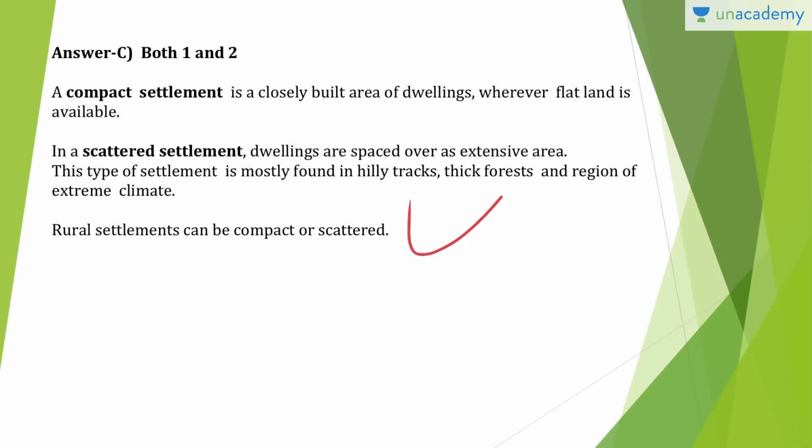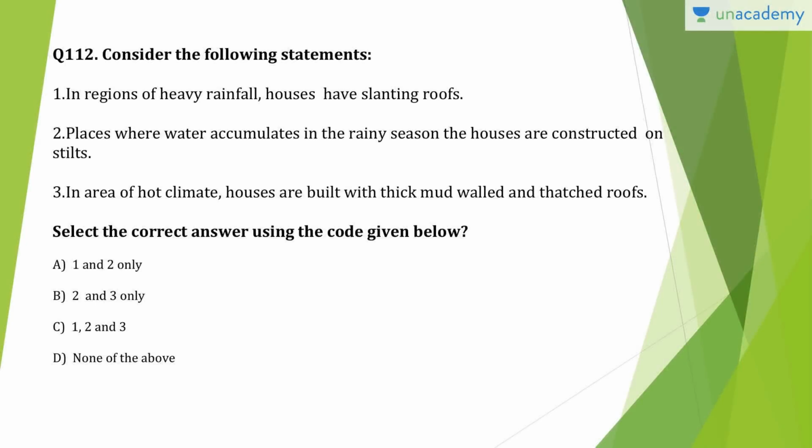Okay. Question number 112. In regions of heavy rainfall, houses have slanting roofs. They have to, otherwise the water will start to clog up upstairs and it will cause havoc. In places where water accumulates in the rainy season, the houses are constructed on stilts. So this is correct. In areas of hot climate, houses are built with thick mud walls and thatched roofs. So yes, this is also correct. So answer here is C, that is 1, 2, 3.